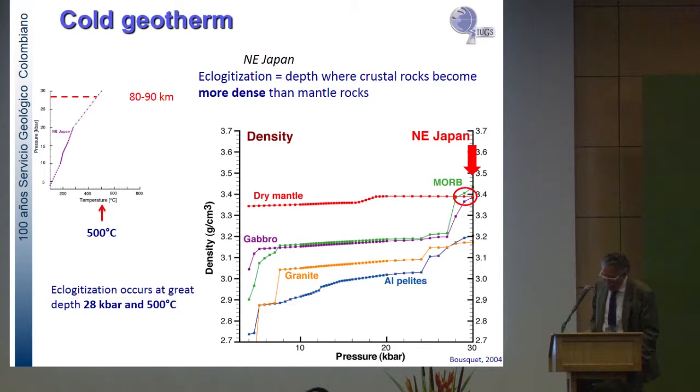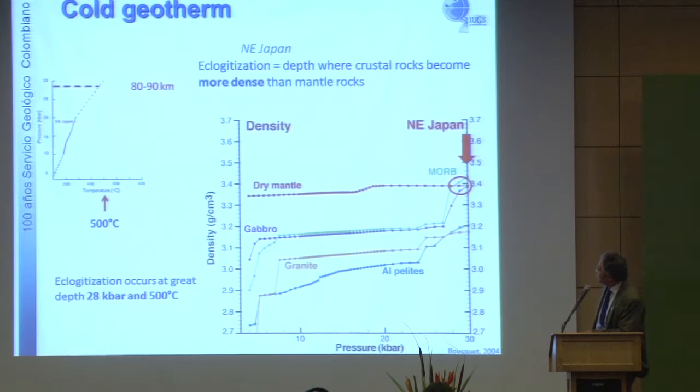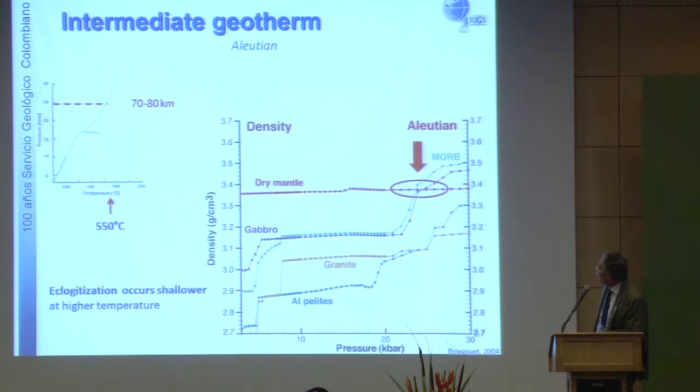Only gabbros and basalts can be eclogitized, and at very deep positions. The Aleutians, the intermediate geotherm, show something different. Here, gabbros and basalts cross the dry mantle density at a lower level and at higher temperatures. So eclogitization in the Aleutians is at shallower depths, but at slightly higher temperatures.